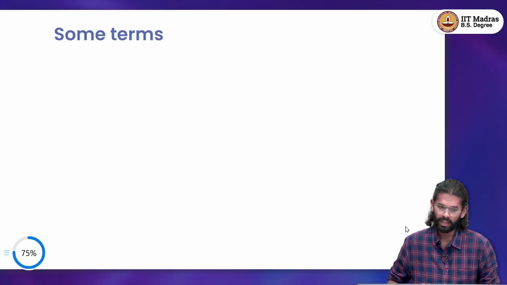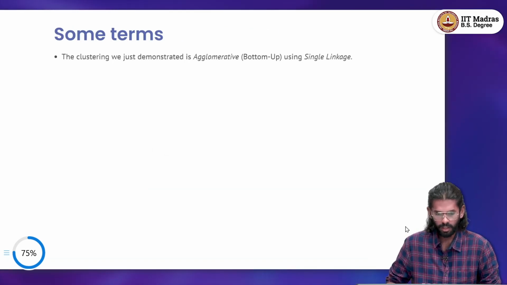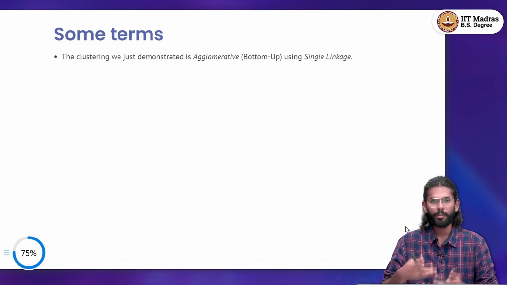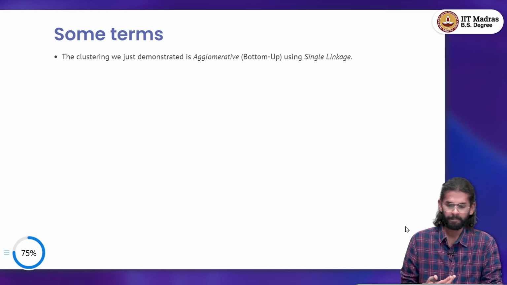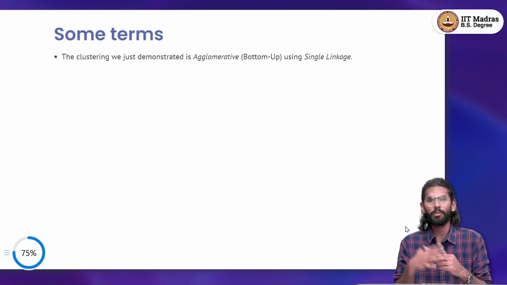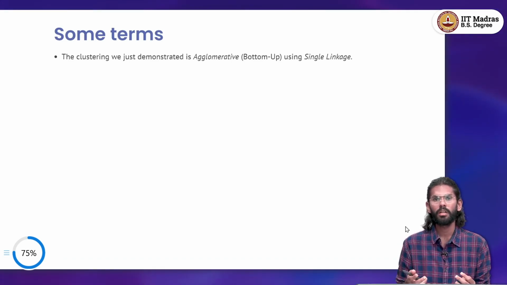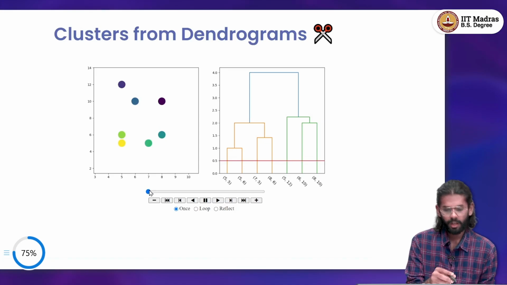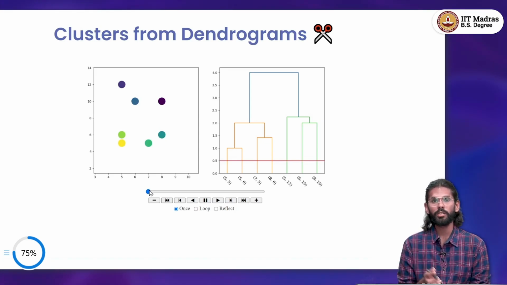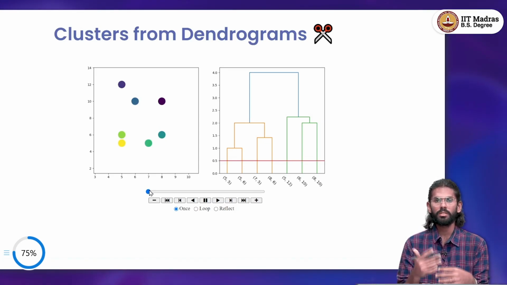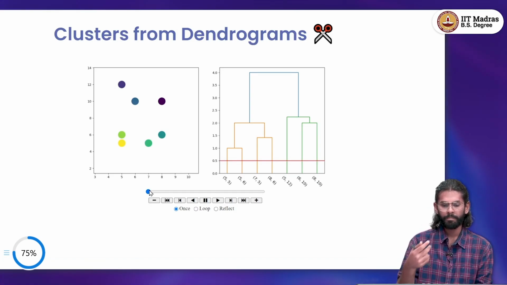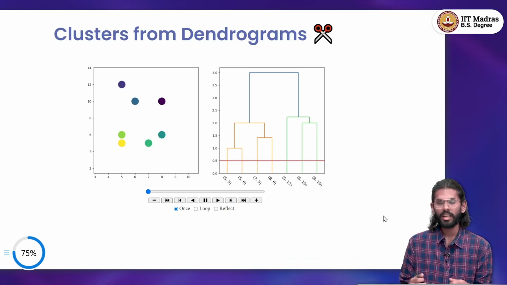So we'll require some terms. The clustering I just showed you is called the agglomerative approach to clustering. Agglomerative is just a word that says bottom to top. So you start off with all your points in their own individual clusters, as we saw in the previous animation. Then progressively we start combining them, like how we do in a jigsaw puzzle, and that gives us the agglomerative approach. There are also other approaches.